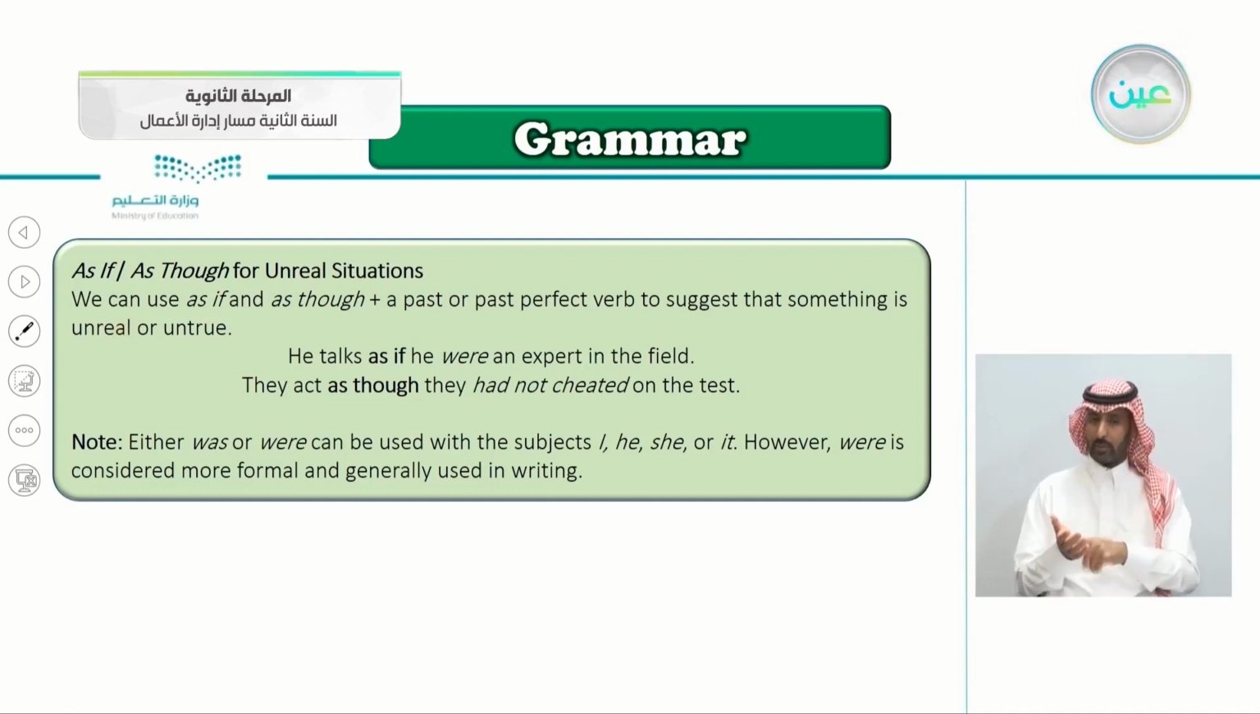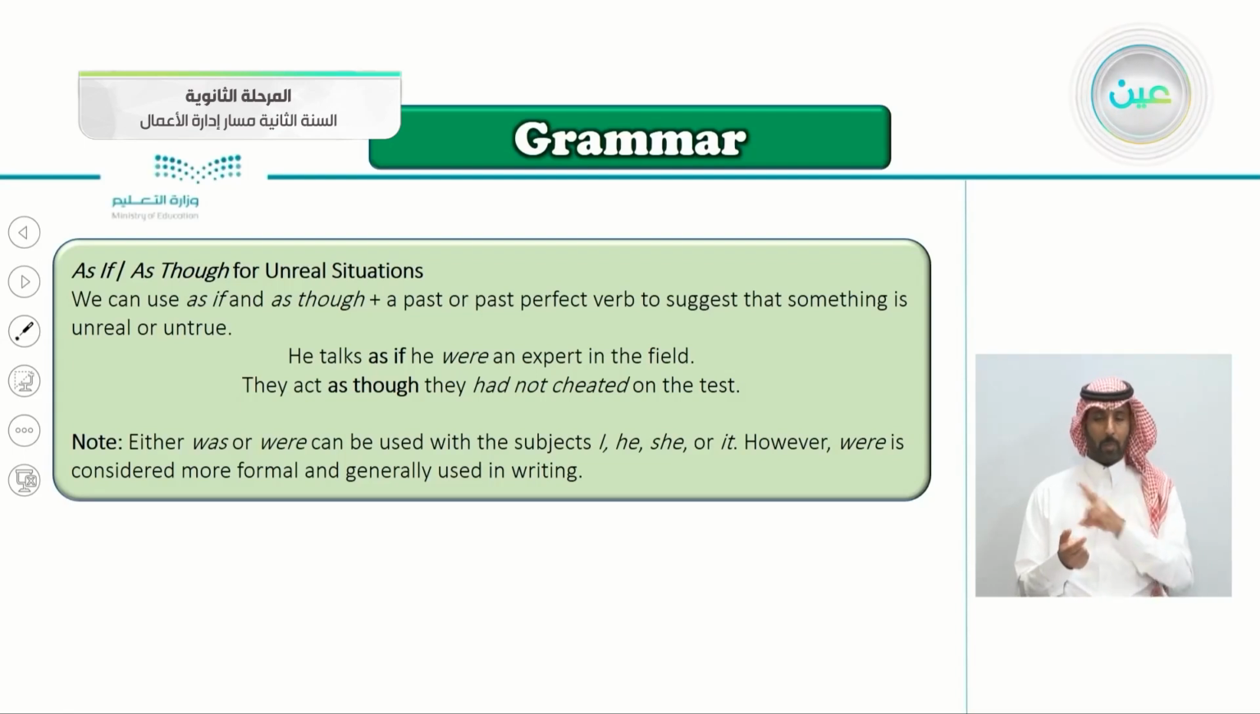Let's see some examples here. He talks as if he were an expert in the field. Is he an expert? No. Another example. He talks as if he were the boss. Is he the boss? No. It's untrue or unreal. But if you say, he talks as if he is the boss, or he talks as if he is an expert, that suggests it may be true.